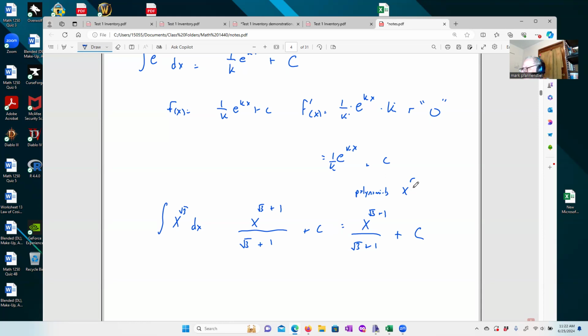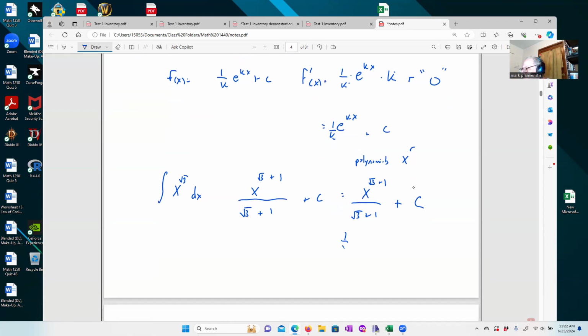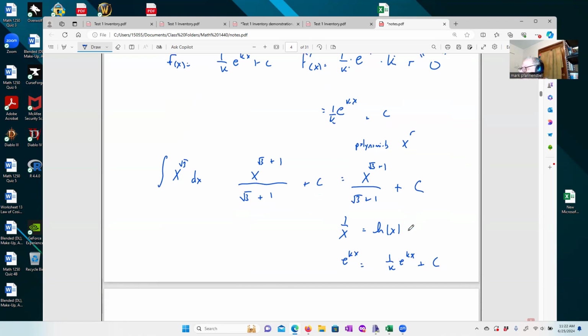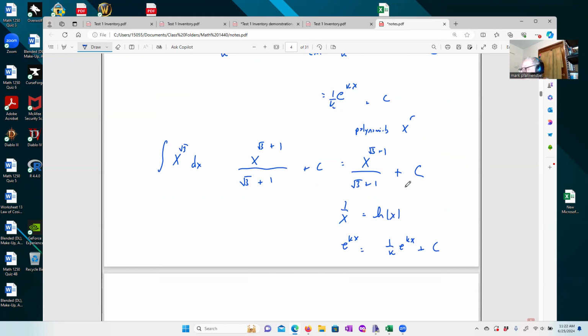So polynomials are one thing that we have to deal with. We have 1 over x, which we have to integrate, which we know is going to be the natural log of x. And now we have e to the kx, which is going to be 1 over k e to the kx plus c. There are some other examples of things that we will have to deal with, but let's worry about these 3 big cases for now. Most of the cases you're going to be dealing with are one of these 3 cases. And these are really the only functions that we deal with in this calculus.